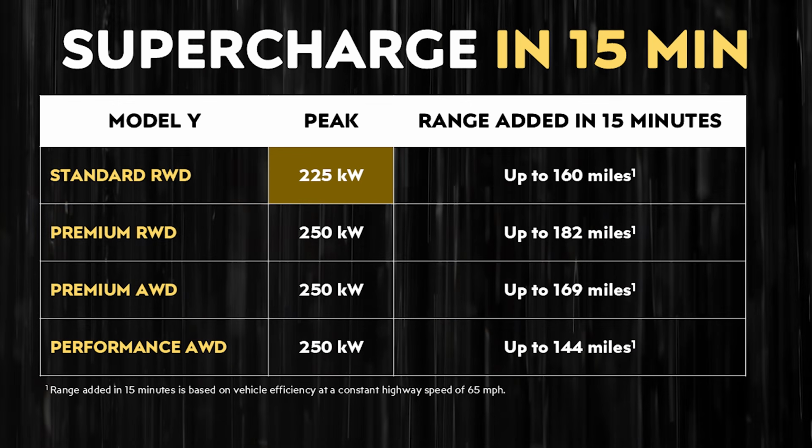When it comes to supercharging the vehicle, because it has a smaller battery pack, the peak supercharging rate is 225 kilowatts instead of 250 kilowatts with the other versions of the Model Y. When it comes to how this actually influences the amount of range that you can add in a 15-minute supercharging session, according to Tesla's estimates, that new standard version in 15 minutes of supercharging can add up to 160 miles, as compared to up to 182 miles with the premium rear-wheel drive version of the vehicle.